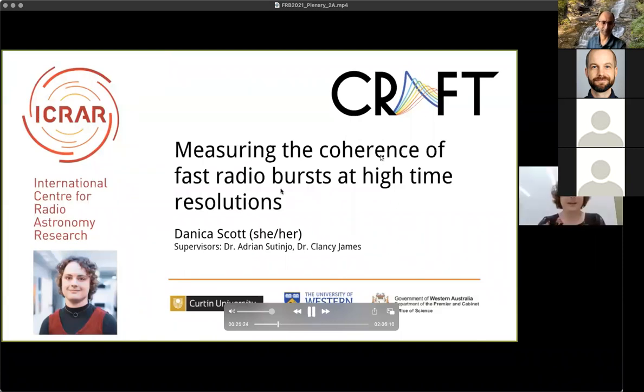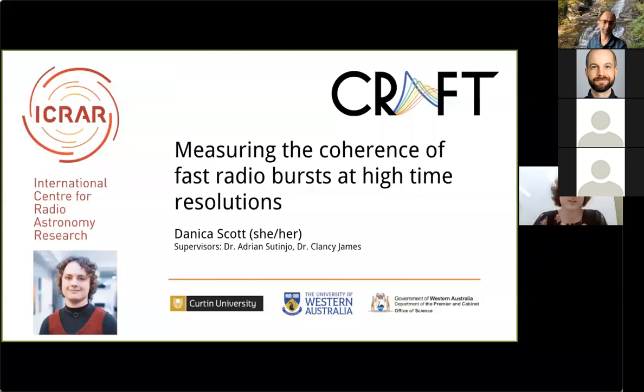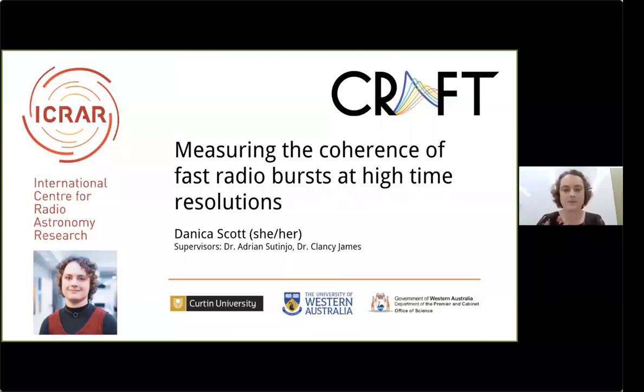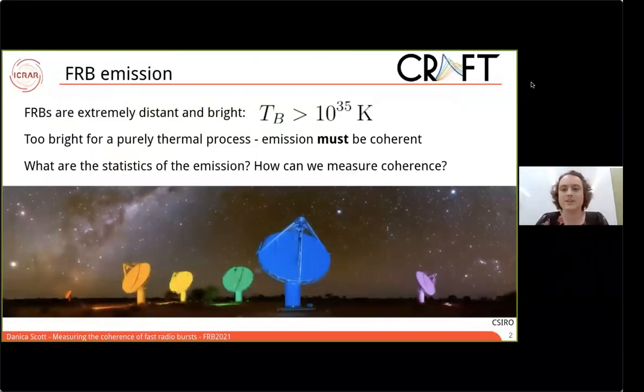So yeah, hi everyone. My name's Danica. I'm a second-year PhD student at the Curtin University node of ICRAR, and I'm a member of the CRAFT collaboration. My talk is concerned with looking into the emission of fast radio bursts. What we do know about it is pretty simple. We know that it can't be a thermal process that produces FRBs. This is because knowing the distances to FRBs means that they must be extremely bright transients. If you calculate brightness temperatures, you get temperatures in excess of 10^35 Kelvin, which is too absurdly hot to be realistic for a thermal process. So the emission must be from some coherent mechanism and not a random thermal one.